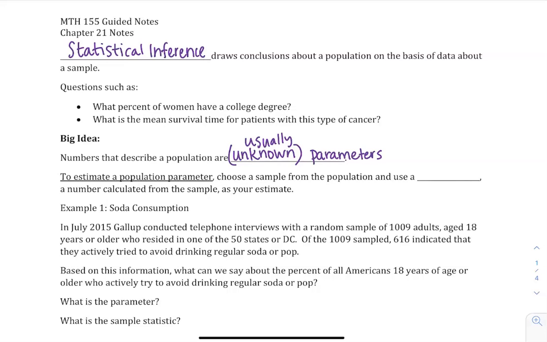So if we wanted to estimate a population parameter, because we don't usually know these, then what we would do is choose a sample from the population and use a statistic, maybe the mean or the standard deviation or the sample proportion. Use some statistic calculated from the sample. That's pretty easy to do. We've done that already in this course. And that is going to provide us with the estimate. Now, this estimate won't be perfect, and we'll be looking in these chapters at how we can give a range of values that provide a useful estimate.